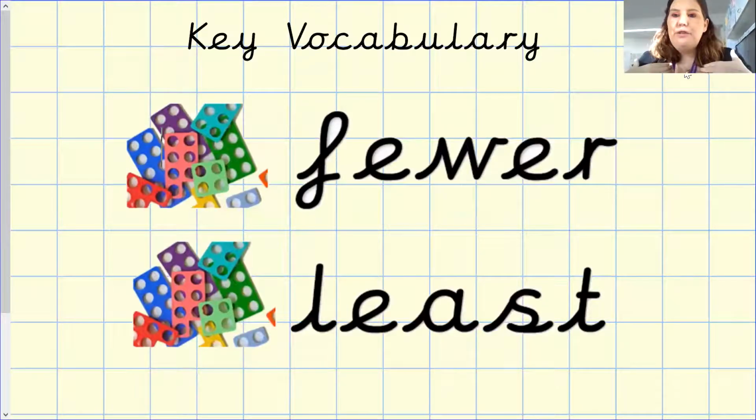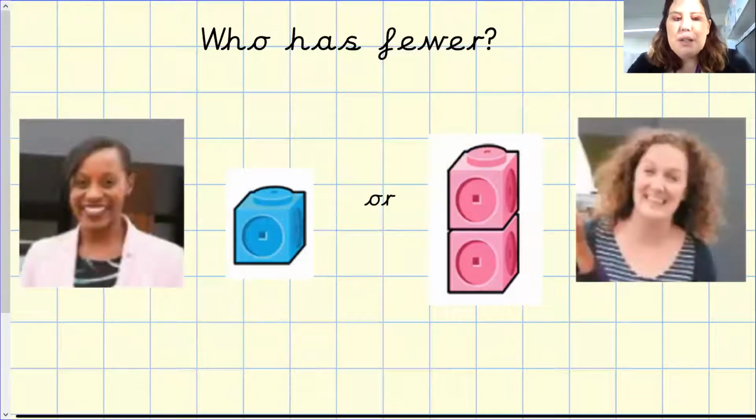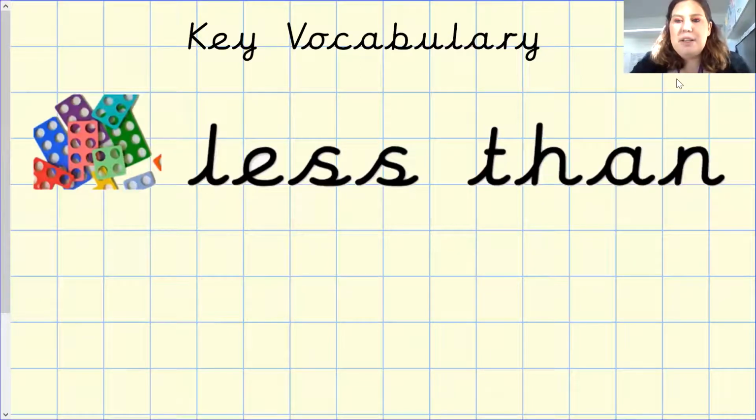The next word is fewer. Least. And that means the smallest amount. So if we were to look again, Mrs. Bowen has how many? Well done, she has 1. Miss Shaw has how many? 2. Well done. So who has the least or the fewer amount of cubes? Well done. If you said at home, it is Mrs. Bowen.